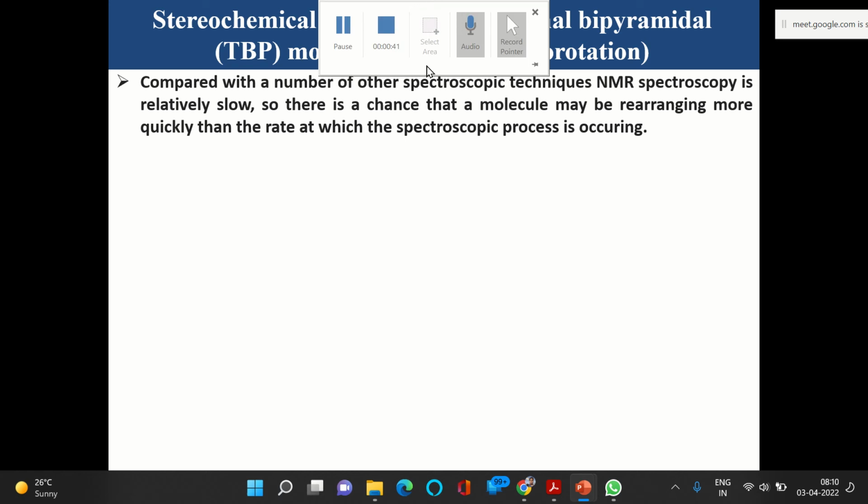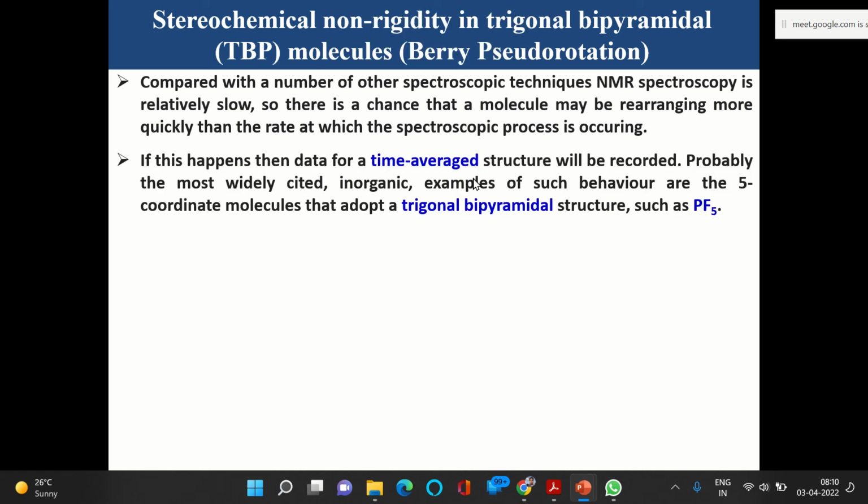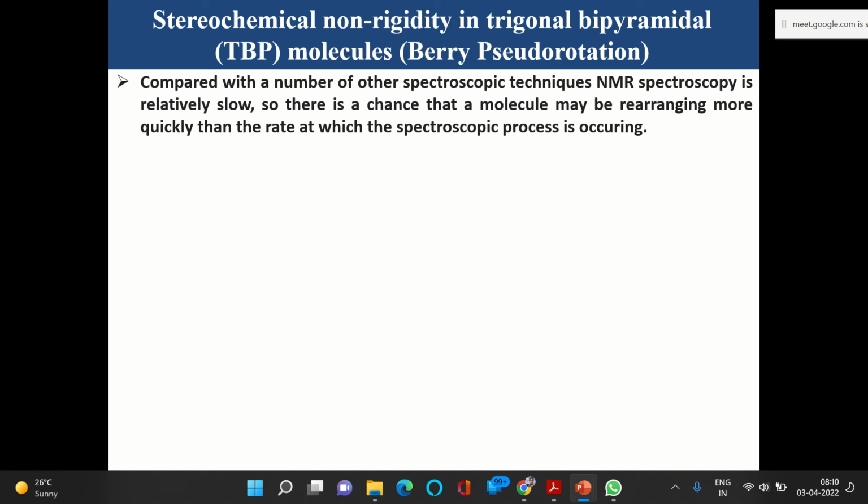unexpected and very different kind of behavior in NMR. The reason is that rapid rotations occur in it, which change the symmetry of the system, and that happens at a very fast rate, which is called pseudo rotation.